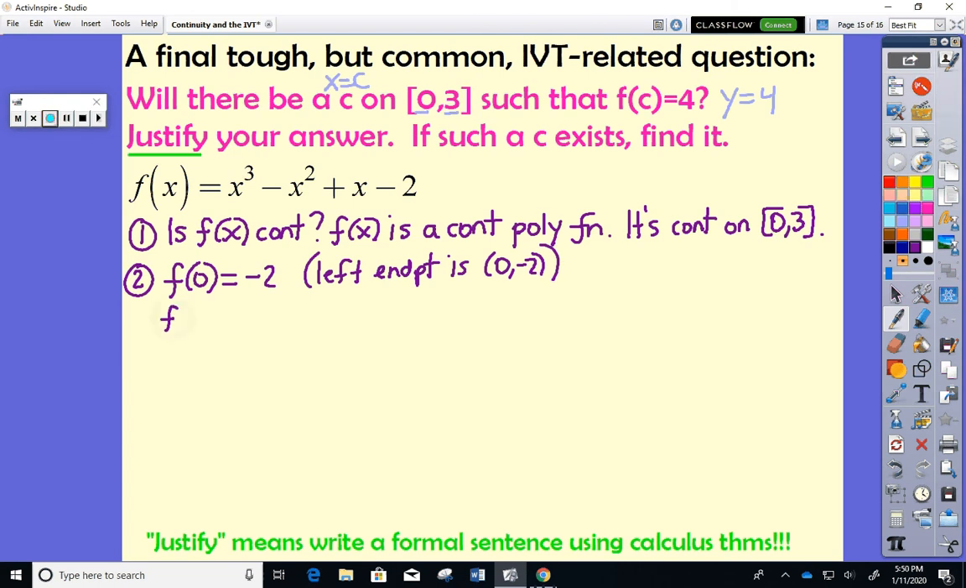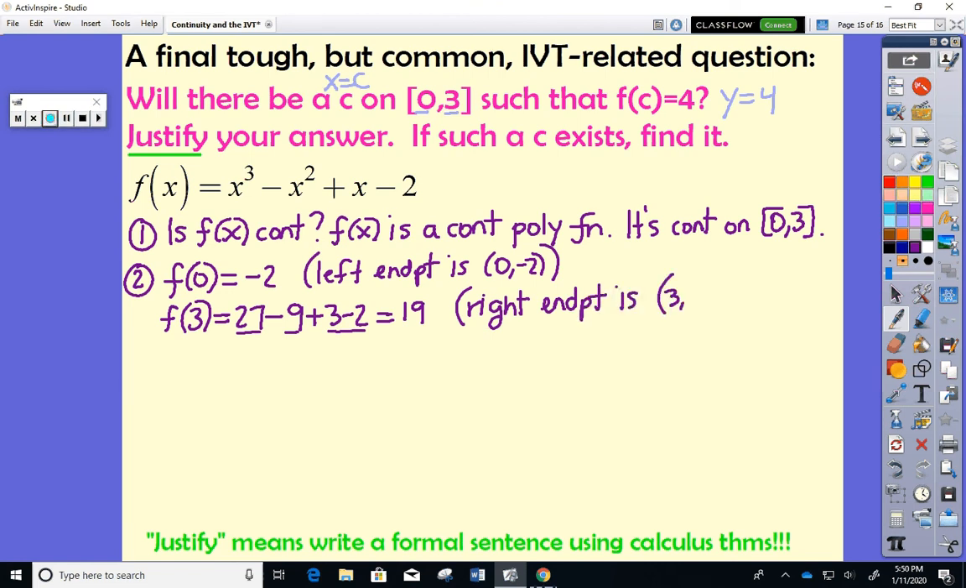All right, well, what about f of 3? Well, 3 cubed is 27. 3 squared is 9. Plus 3 minus 2. So it looks like that's going to be 27 minus 9, which is 18. And then 18 plus 1 is 19. So that looks like to me that we're saying that our right endpoint is at (3, 19).